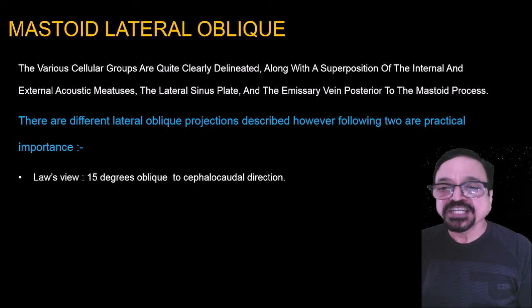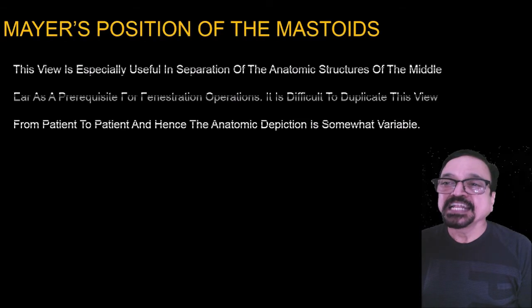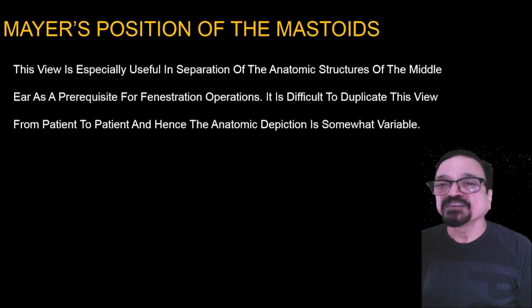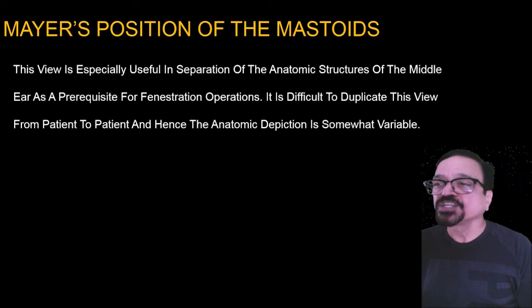That is Law's projection, 15 degrees oblique to the cephalocaudal line. The Schuller's method is up to 30 degrees oblique to the cephalocaudal line. Now this 30 degrees and this 15 degrees can be modified depending on the clinical indication and depending on the patient's comfort. Now what is Mayer's position? This view especially is useful in separation of the anatomic structures of the middle ear as a prerequisite for fenestration operations.